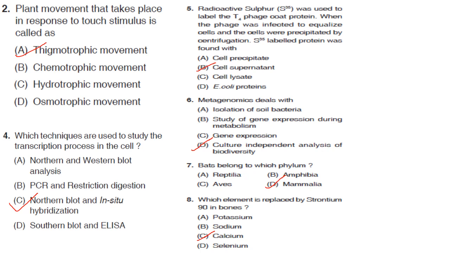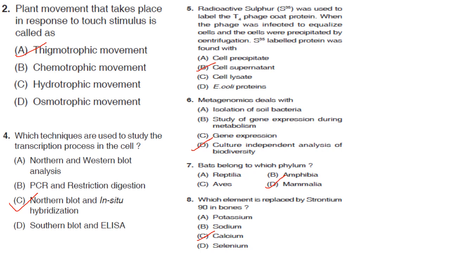Then next one. Which techniques are used to study the transcription process in the cell? So transcription is synthesis of RNA. So northern blot and in situ hybridization can be used. So the answer is option C. Northern blot is for detecting RNA molecules.